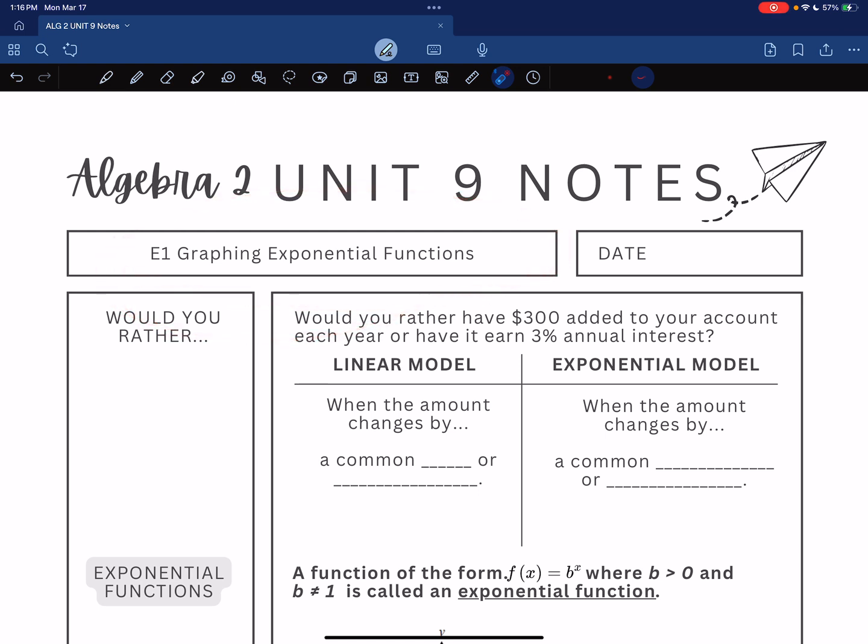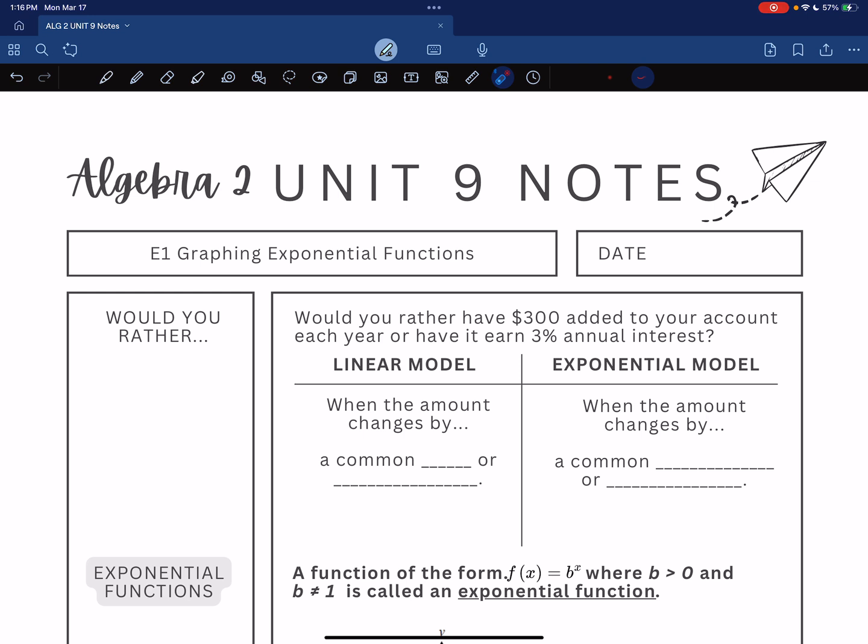So I want to begin by diving into this question. Would you rather have $300 added to your account each year, or have it earn 3% annual interest? Well, the answer to that depends on the amount that you invest initially and the duration of the time that it's in the investment.